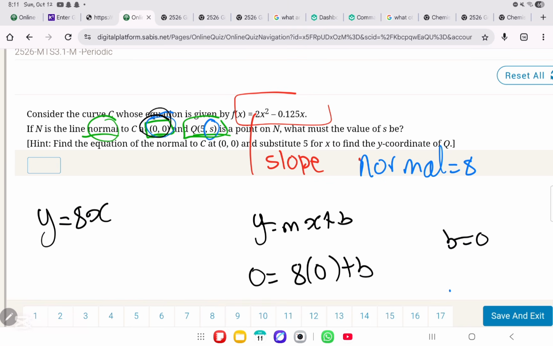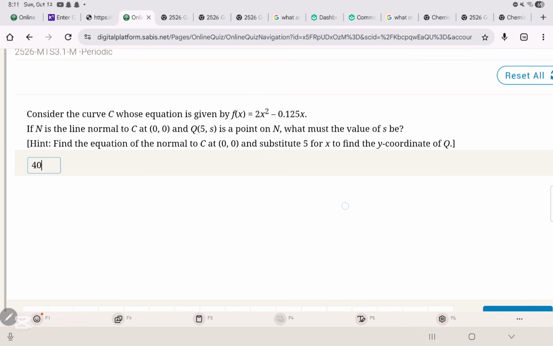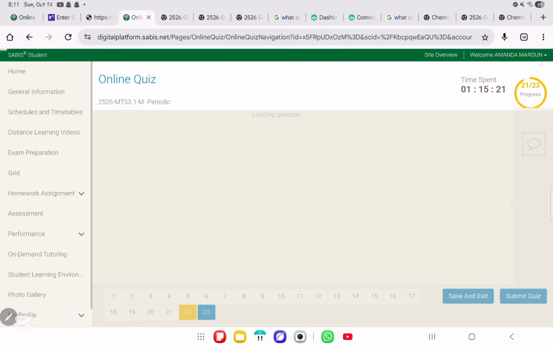Perfect. Now we can use it to find s. You take the 5 and substitute it over here. y equals 8 times 5, which is 40. Perfect. The last two questions, I think they're easy.